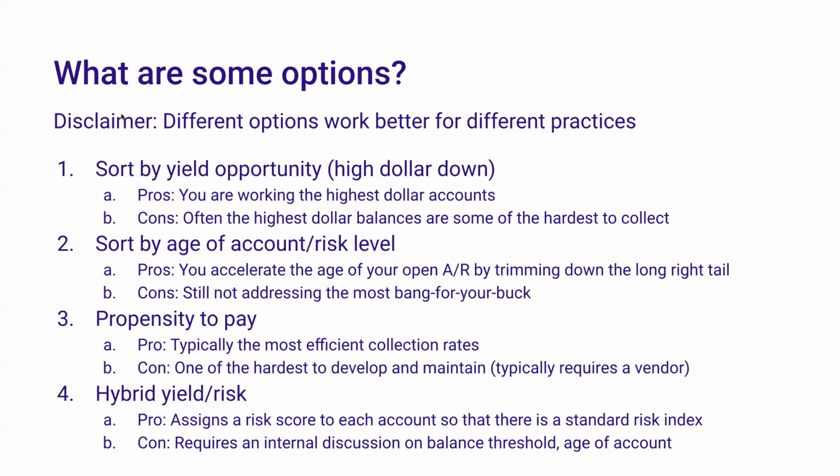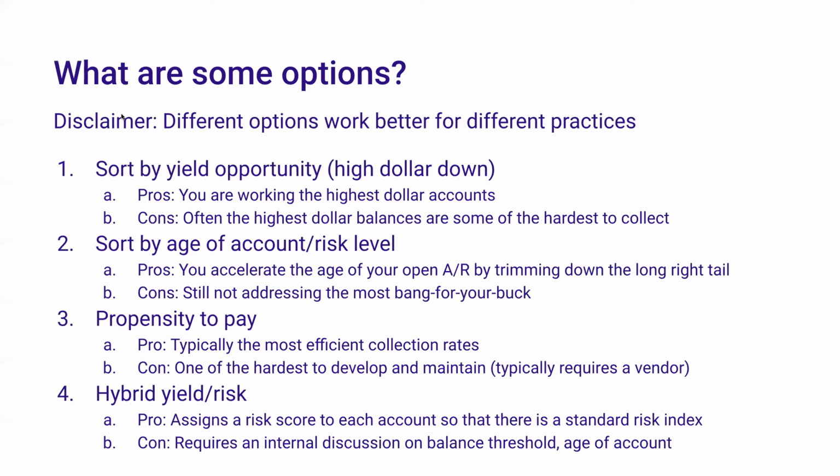Now there are definitely some pros. You are working some of the highest dollar accounts, so you would think your bang for your buck is really high. Instead of working a $50 balance, I'm working a $2,000 balance. The con is that oftentimes these high dollar balances remain unpaid for a reason. They're too high for a patient to pay. They're well into their out-of-pocket; they've cleared the deductible and are into their out-of-pocket. So the highest dollar balances are usually some of the hardest to collect.